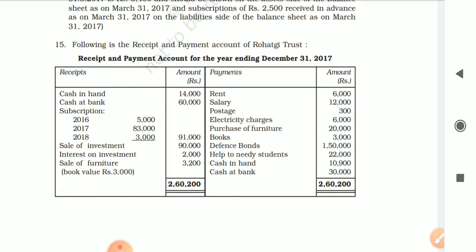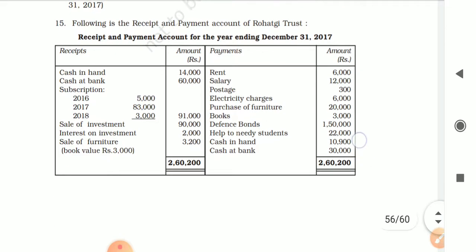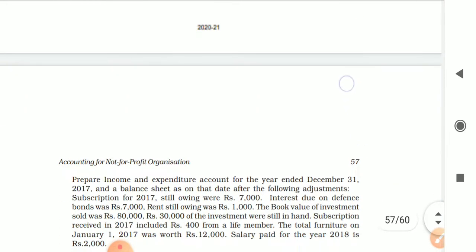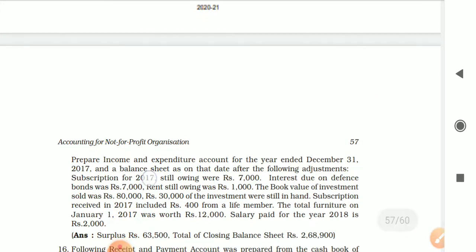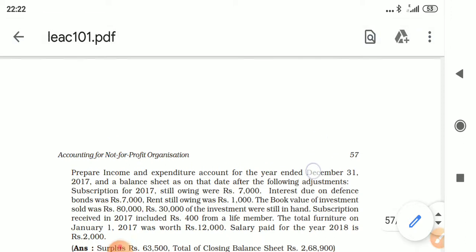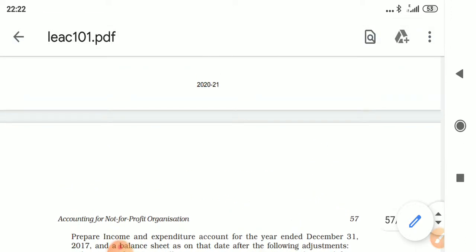Rohatgi Trust. You have to write in the books of Rohatgi's Trust. Then we have to prepare income and expenditure account for the year ended and balance sheet. Now in your board exam, if only income and expenditure account is asked, don't waste your time preparing balance sheet. So read the question completely.